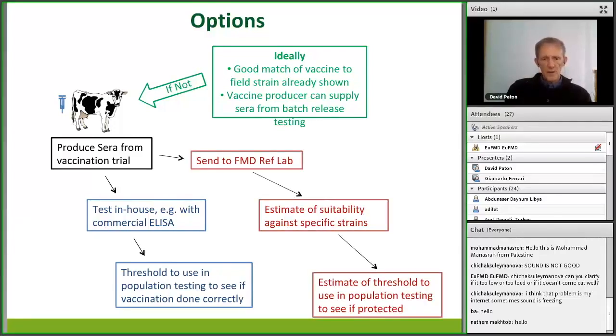You can also send these sera to a reference laboratory who is experienced in looking at protection levels, and they may be able to give you an estimate of suitability against specific field strains that they have in their collection. And they may give you an estimate of threshold to use in population testing to see if animals are protected.